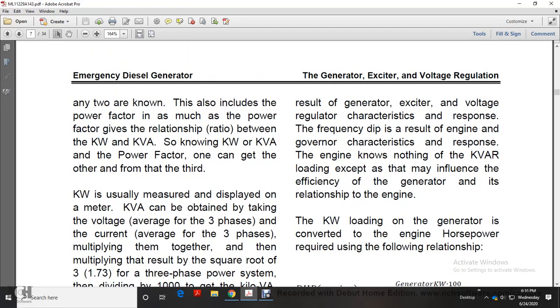The result of the generator exciter with the voltage regulator is that the characteristic responds with the frequency. The result of the engine governor characteristic responds with the engine. Nothing of the kilovolt-amp reactive loading, except for the main influence, affects the efficiency of the generator in relationship with the engine.